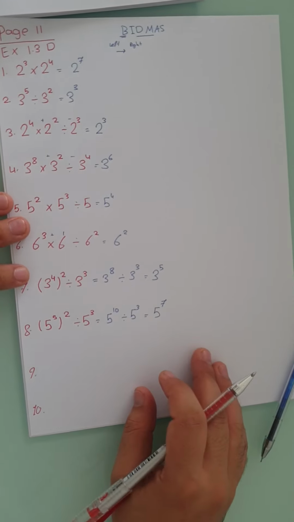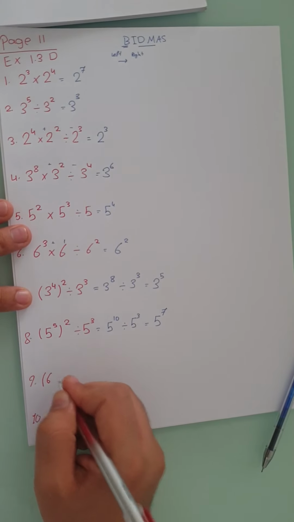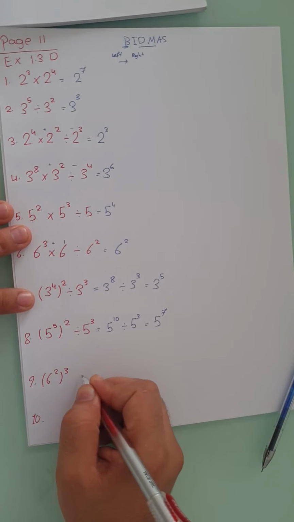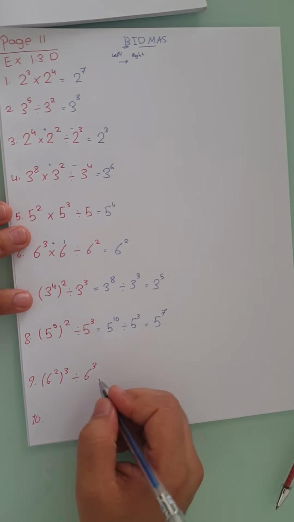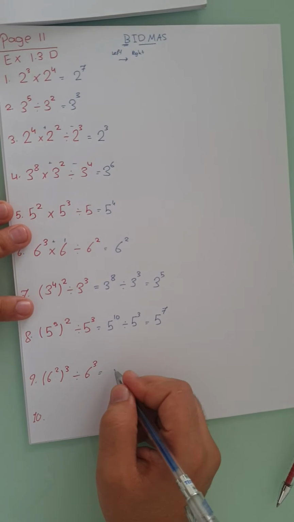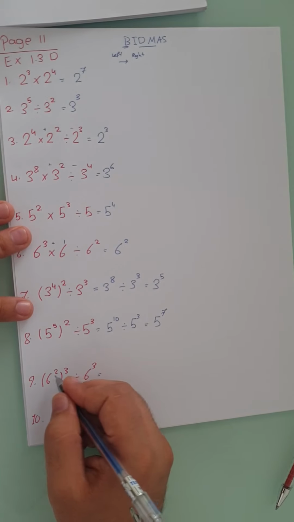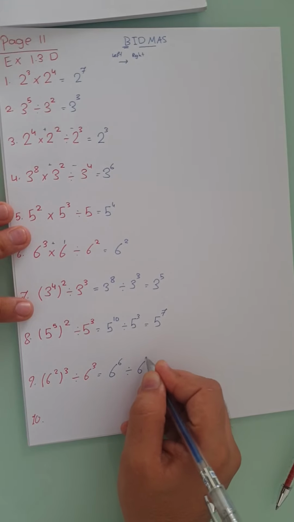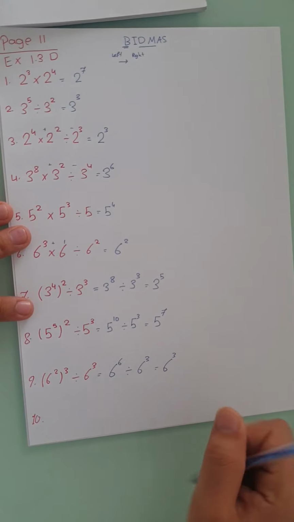Question number 9. We have 6 to the power of 2, all of them to the power of 3, divided by 6 to the power of 3. Okay, so bracket, it comes first. 3 times 2 is 6. Don't add them, okay? Please pay attention to the rules. 3 times 2 is 6, so it's going to be 6 to the power of 6, divided by 6 to the power of 3. So 6 minus 3 is 3, so 6 to the power of 3.